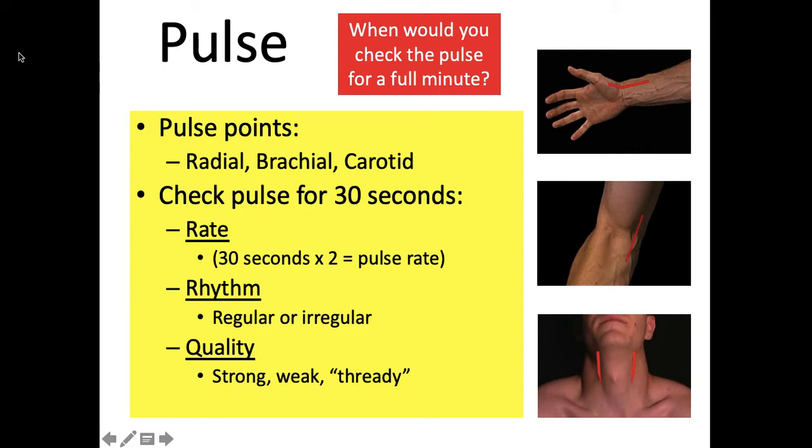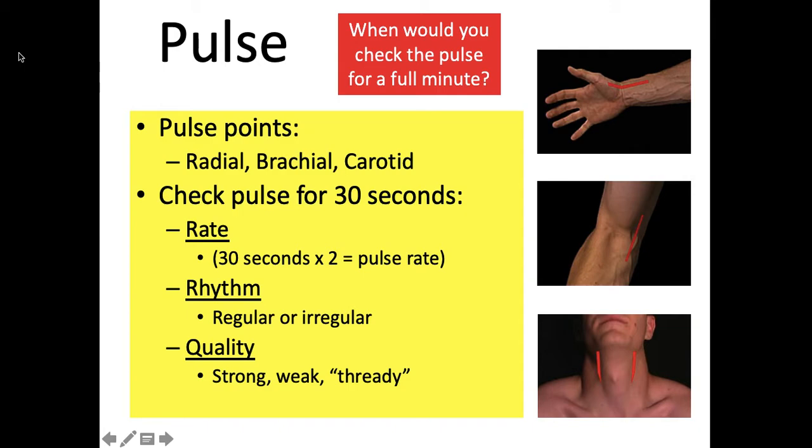Now, for the purpose of National Registry and for the purpose of the class, all pulse checks are 30 seconds in duration, and that's why you need a watch, essentially. We check rate, rhythm, and quality. So we're going to count for 30 seconds. We're going to get a pulse rate, and you're going to multiply it times 2 to obtain the pulse for 1 minute. So we're doing a 30-second sampling of a 1 minute pulse, essentially.